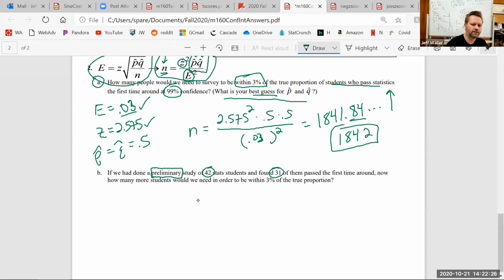All right. The difference from the first problem is that I now know what p hat is. How do I figure out what p hat is from this preliminary study I did? X divided by n. Yeah, so 31 out of 42. 0.738. 0.738? All right. I'm going to trust you. I don't see anybody saying otherwise. So then what's Q hat?